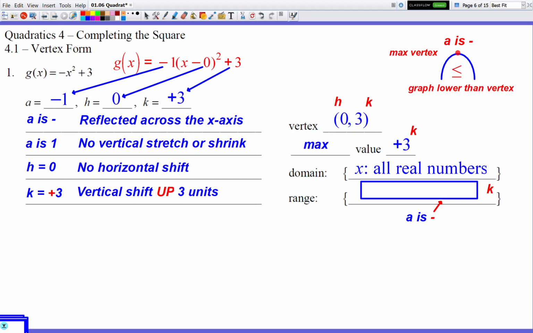Range is going to be which y values were used as this graph was drawn. So this one's not going to be all real numbers, because if you look at this picture, does this graph go up and down forever? No, this graph only goes down forever. But it reaches a height, the highest point in the graph, and it's not going to go any higher than that highest point. So we already know what that highest point is. It's 3. So we know this graph is not going to be drawn at a height of 4.